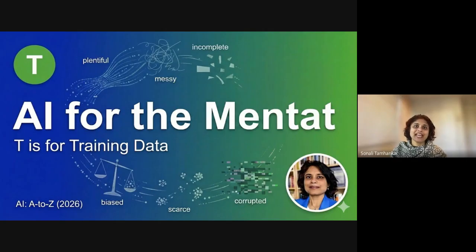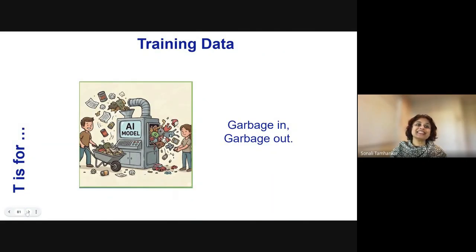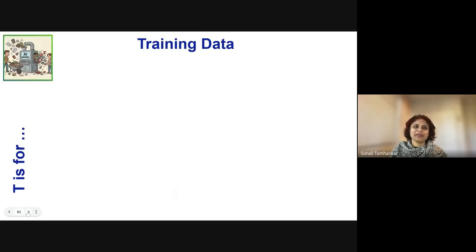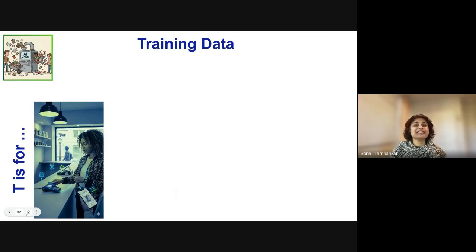T is for training data. AI systems need quality data to learn from. Garbage in, garbage out. So, where does the data come from? These days, pretty much every move we make is being recorded by someone somewhere as data.